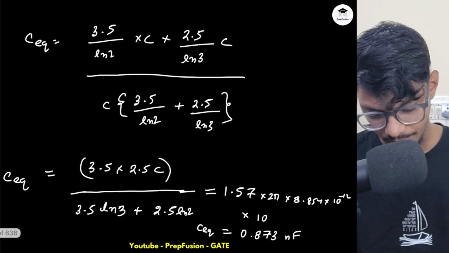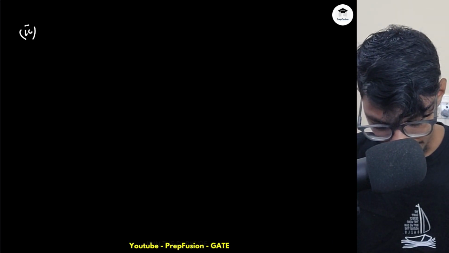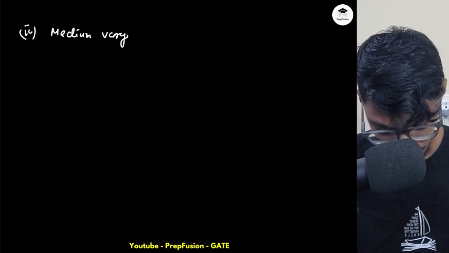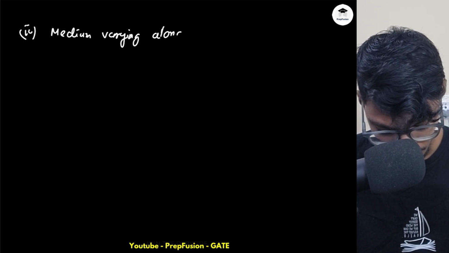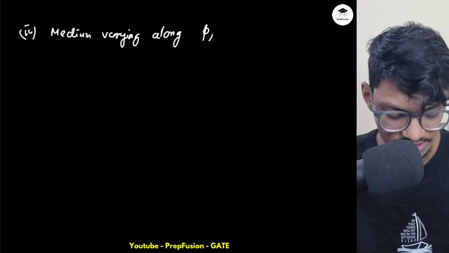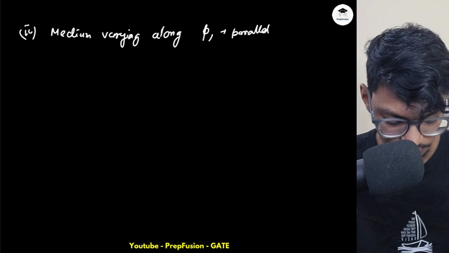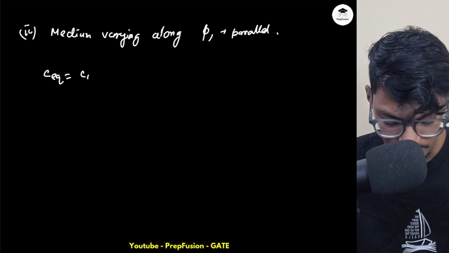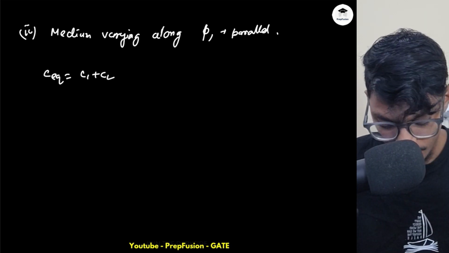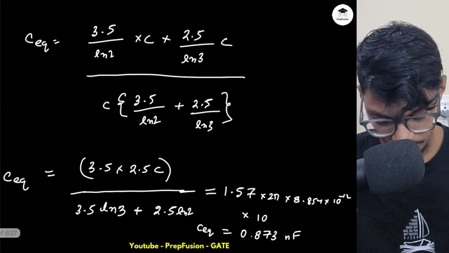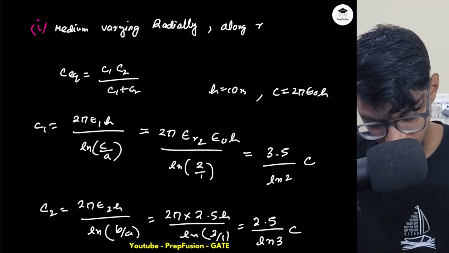When they are in parallel, for case 2, medium varying along phi. So basically the electric field is tangential, so parallel. So if they are parallel, my C equivalent will be C1 plus C2, correct? So what does my C equivalent become now? It is pretty simple. I'll just write down the formula. How do you remember the formula? You write down the main formula.